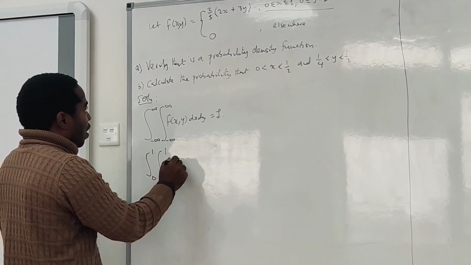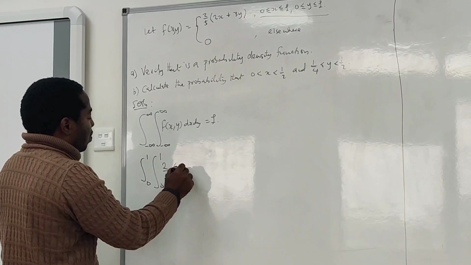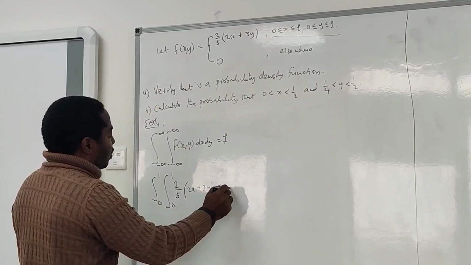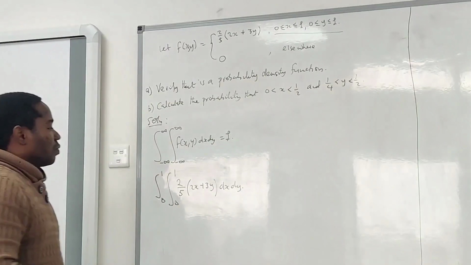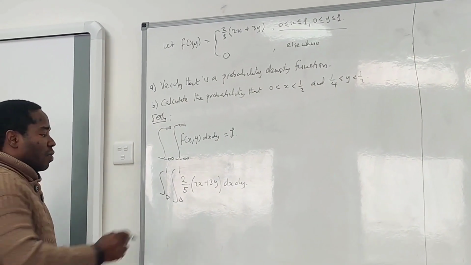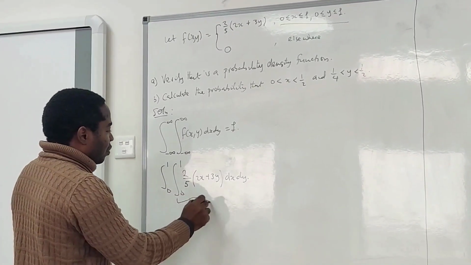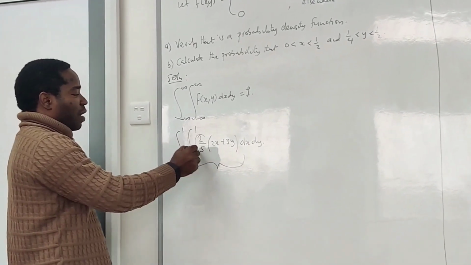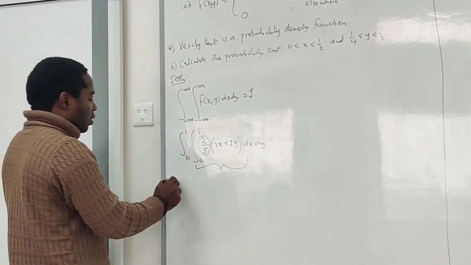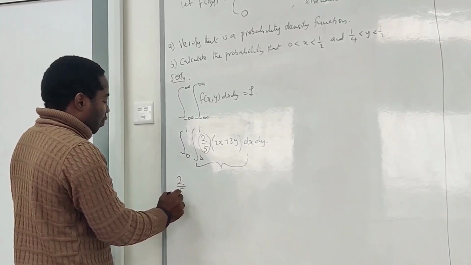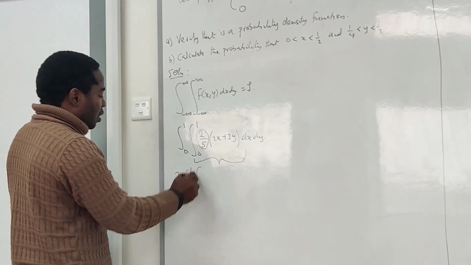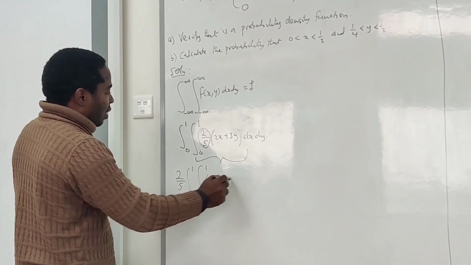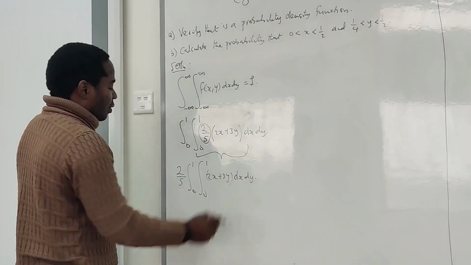So we have 2 over 5 into bracket 2x plus 3y, dx and dy. Now, for us to evaluate this integral, we evaluate the inner integral first with respect to x. You will all agree with me that 2 over 5 is a constant, so we take it out of the integral sign. So we are left with 2 over 5, integral from 0 to 1, integral from 0 to 1, 2x plus 3y, bracket dx and dy.